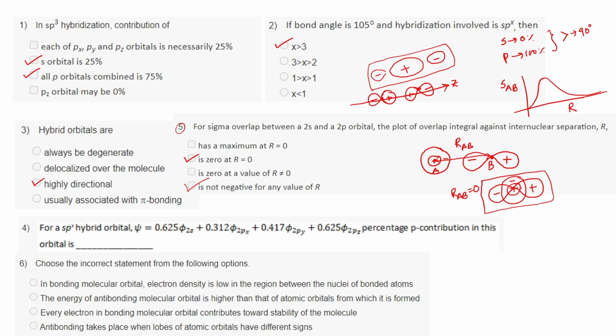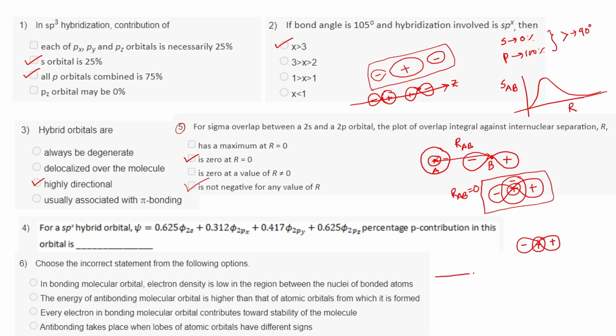Then you see, there is some positive overlap and there is some negative overlap. I am talking about the signs. Think about this positive lobe at first, and this is your 2p orbital. This side is plus, this side is minus, and here is your first lobe of 2s.